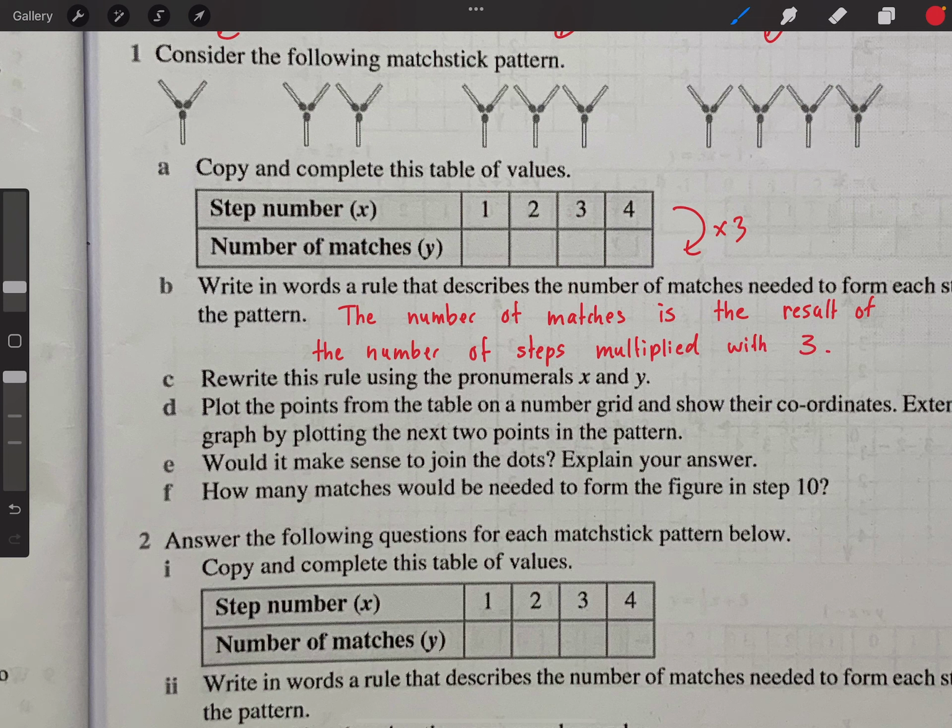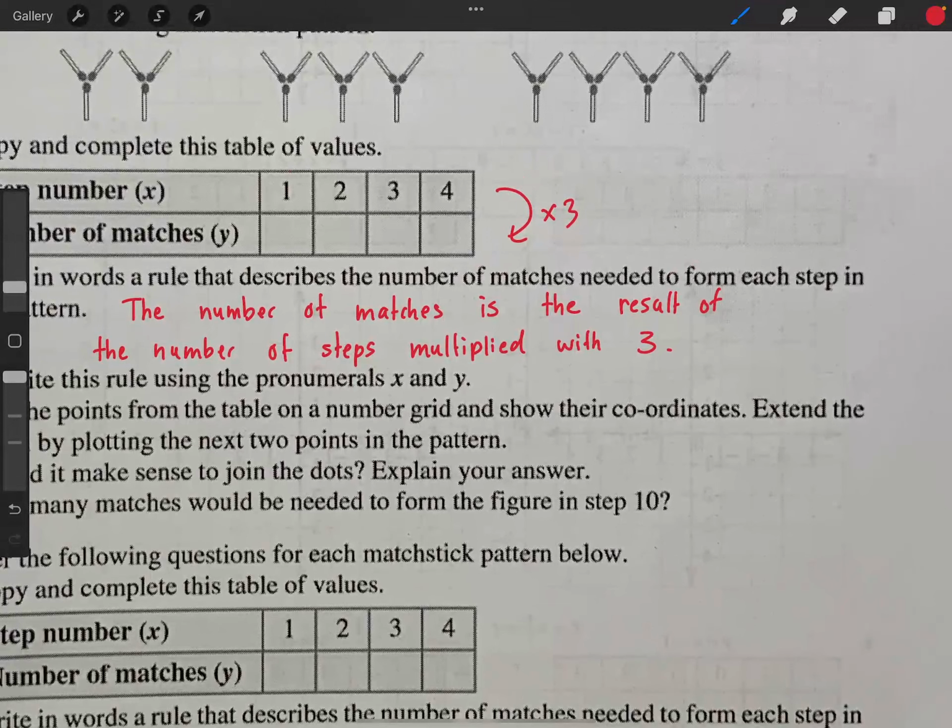Question C says rewrite this rule using the pronumerals x and y. So this will be your x and this will be your y. So y is equal to 3 times x. So we write y equals 3x.